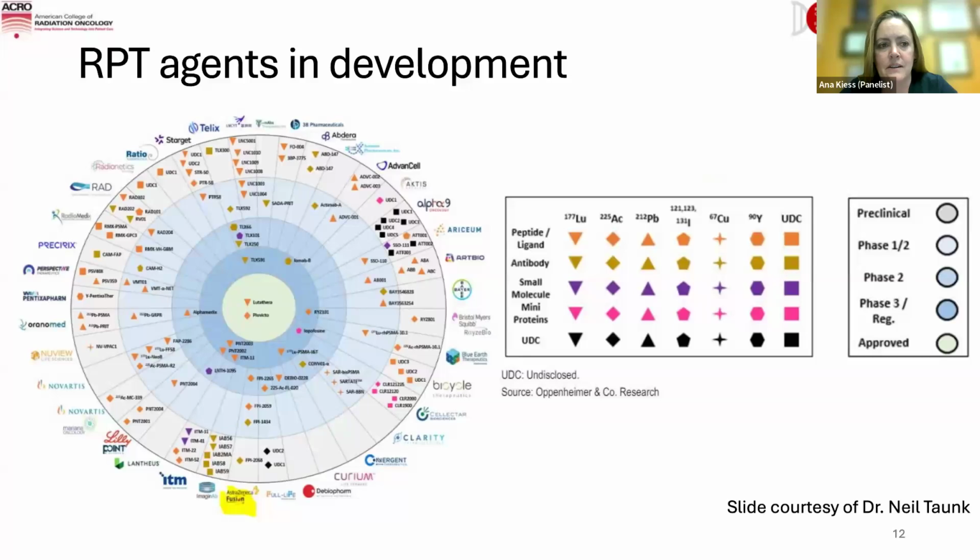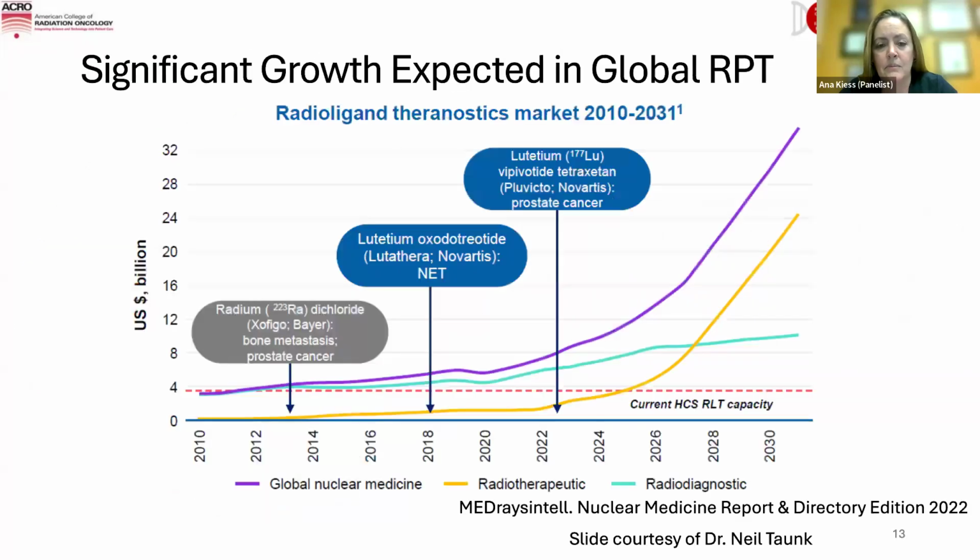And you can see that there are many, many companies involved now, industry sponsors of the trials. There are multiple different types of drugs, beta emitters, alpha emitters, and different targets. This is a market analysis that also is courtesy of Dr. Tonk, showing that the projected market for therapeutic drugs in the US in billions of dollars on the left is expected to rise dramatically over the next 10 years and beyond.